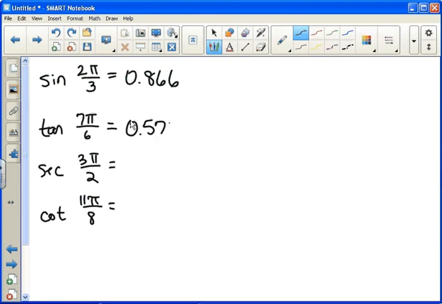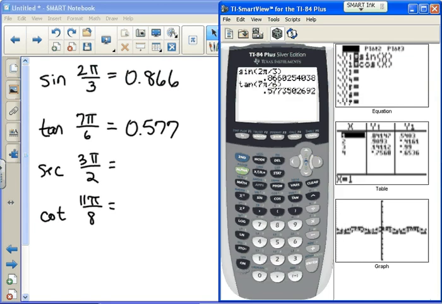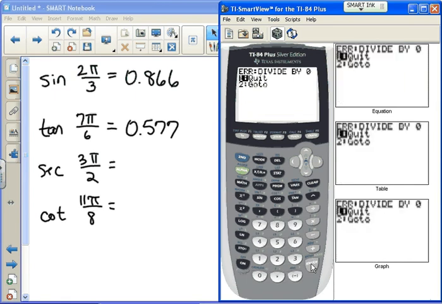Okay, and then we get to secant. So remember, what is secant? Secant is 1 over cosine. So I do 1 over cosine of 3 pi over 2. I plugged that in wrong. Give me just a second. Fix that. Here we go. Okay. So sometimes you might get an error. Let's check something out here. If I'm not mistaken, cosine of 3 pi over 2 is going to be 0.